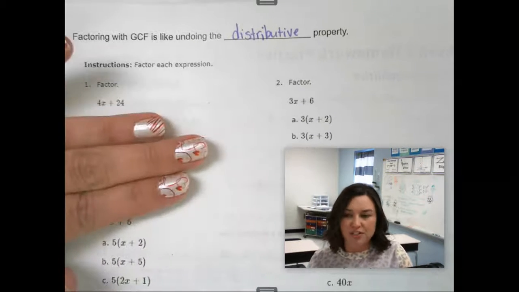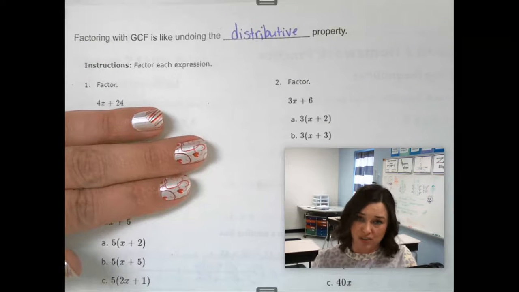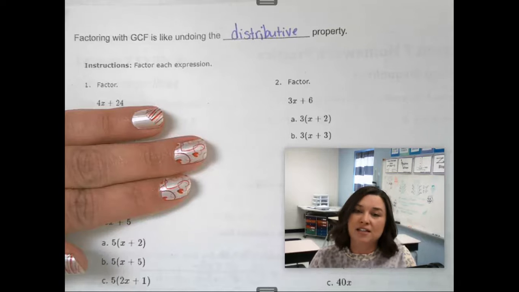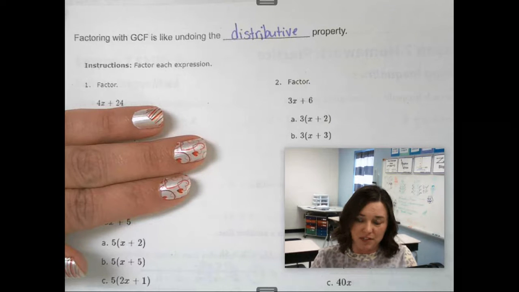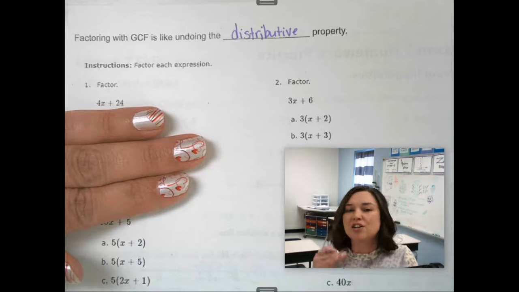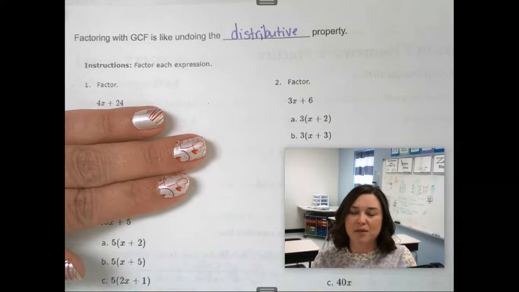So if I covered this up and I did not have these answer choices, I'm going to teach you what to do as if they were not there. And then I'm going to show you, if you do have answer choices, something that you can do. So the first thing you're going to do is look at all the terms and say, okay, is there a number that all of these terms have in common?